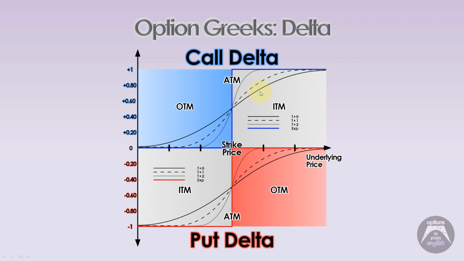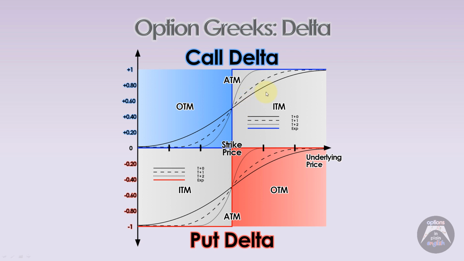This is called gamma, how delta itself changes with the underlying price. And this is something we're going to analyze later on. But for now, just keep in mind, delta is from 0 to 1 for positive values, and it represents how much I'm going to make or lose as the underlying price changes.